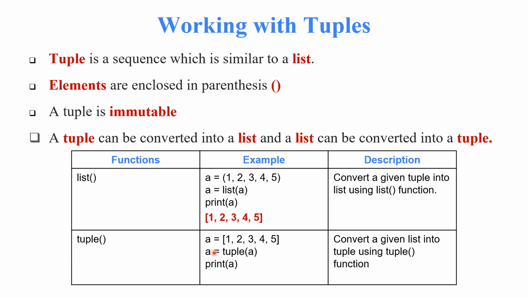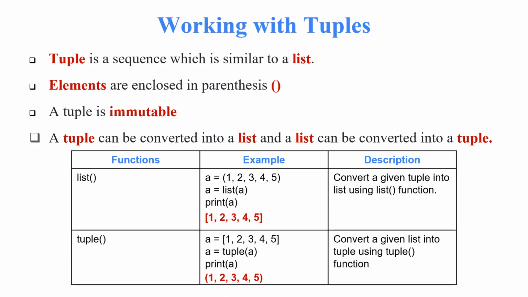Now we'll see how to use the tuple function. Now we have a list as the input with 1, 2, 3, 4, 5 as the elements. Here we are using the tuple function to convert this list into a tuple. Now when we print this, we have the elements 1, 2, 3, 4, 5, which was the input as a list. Now it is converted into a tuple.